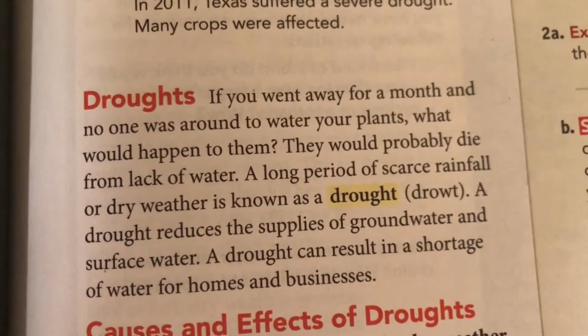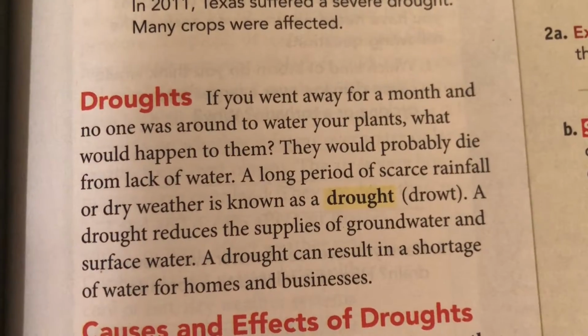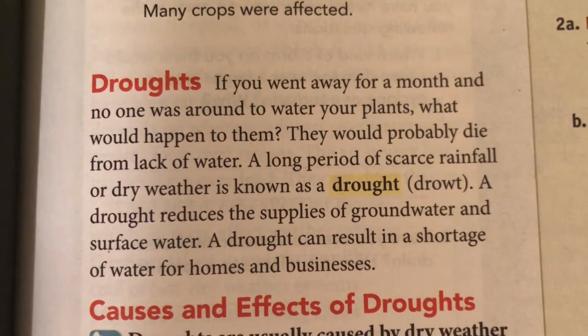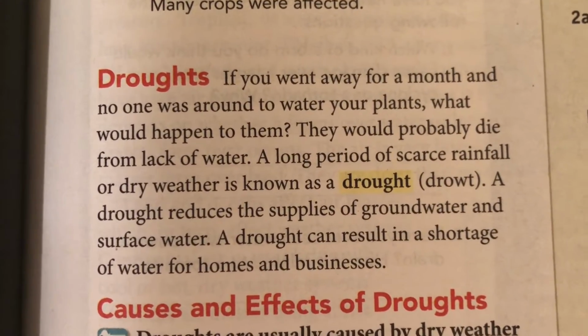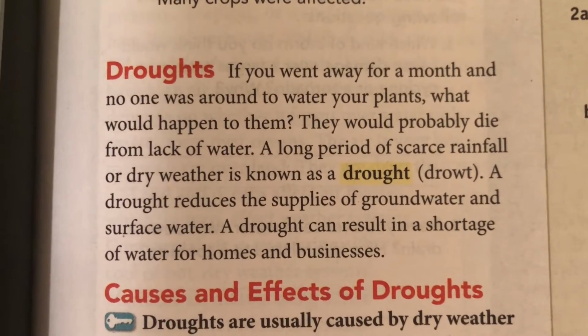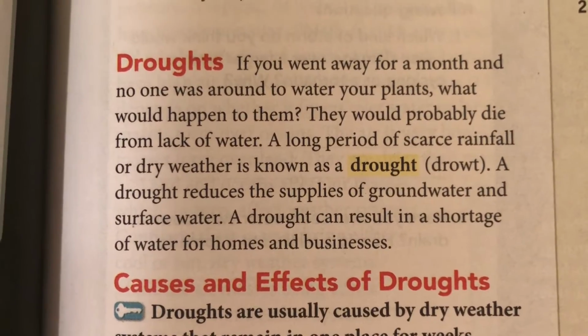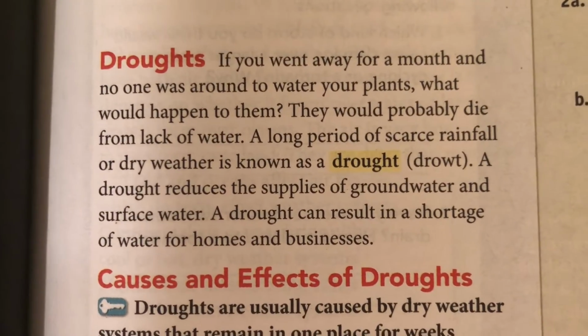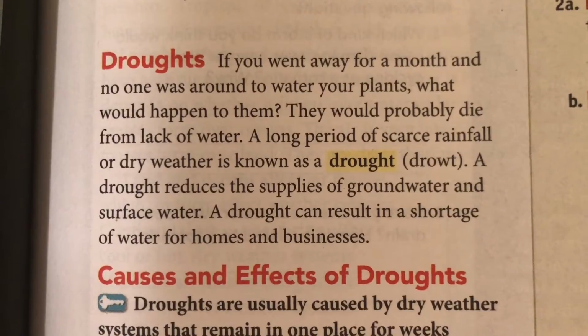Droughts. If you went away for a month and no one was around to water your plants, what would happen to them? They would probably die from lack of water. A long period of scarce rainfall or dry weather is known as a drought. A drought reduces the supply of groundwater and surface water. A drought can result in a shortage of water for homes and businesses.